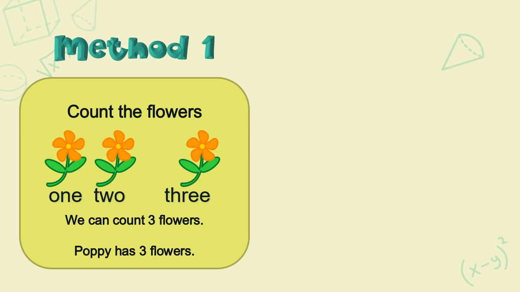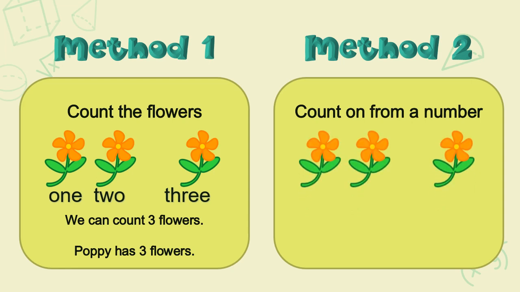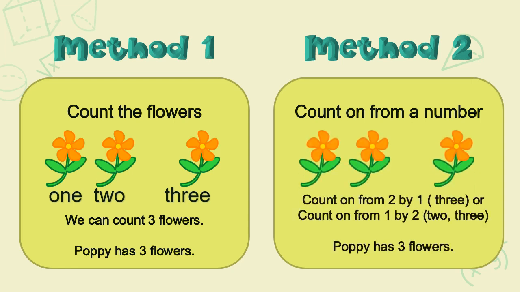Method number 2. Count on from a number. For example, we can count on from 2 by 1. For example, 2, 3. Or count on from 1 by 2. Example, 1, 2, 3. Poppy has 3 flowers.